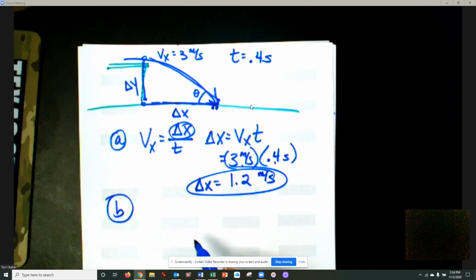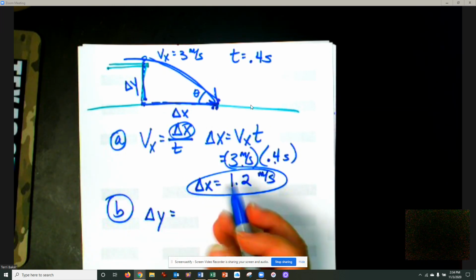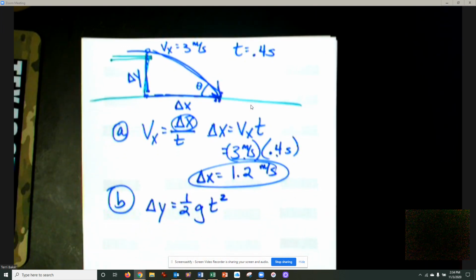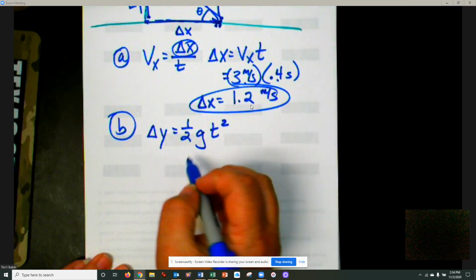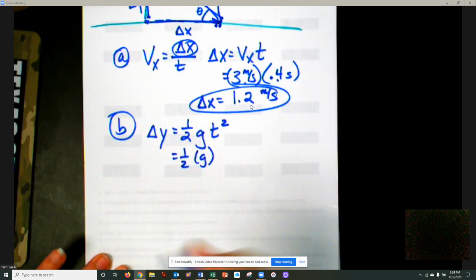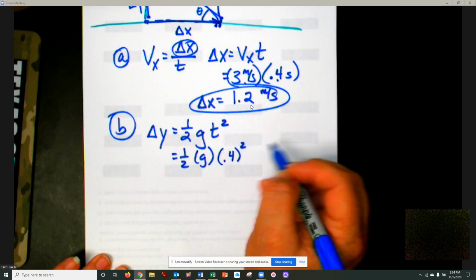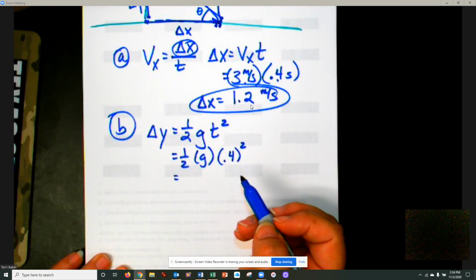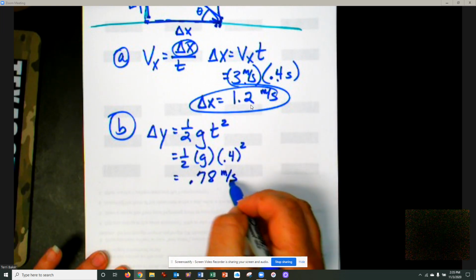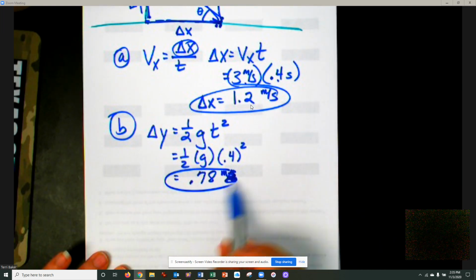B, how tall is the table? Delta y for free fall is 1/2 g t squared. 1/2 g, you know, g is 9.81. It will not change. Multiplied by 0.4 squared. If you plug it into your calculator correctly, you'll get 0.78 meters. 0.78 meters.